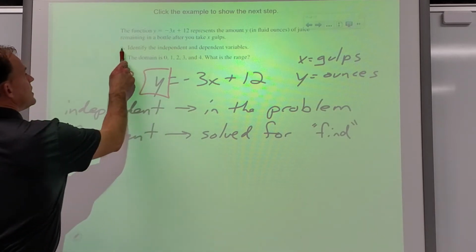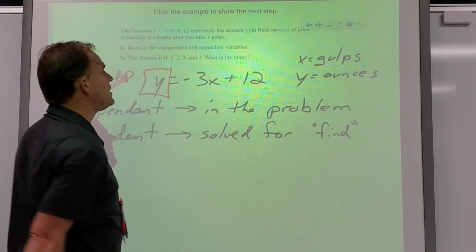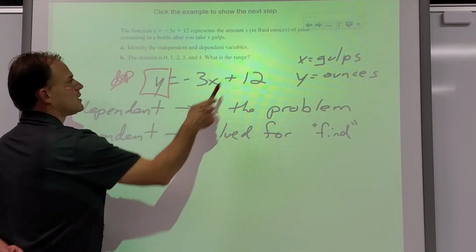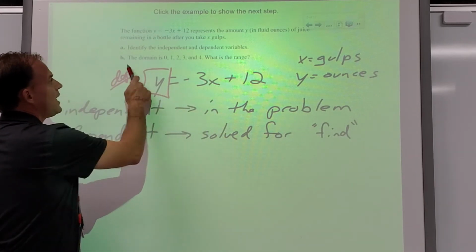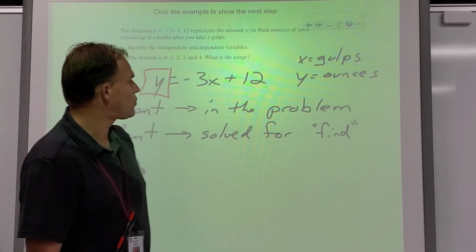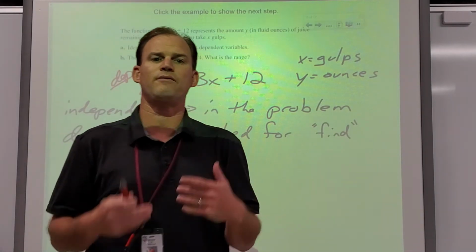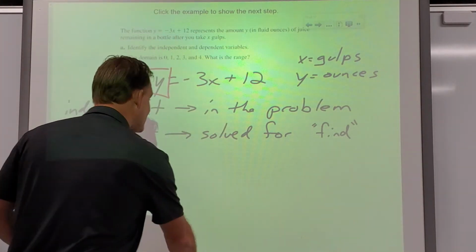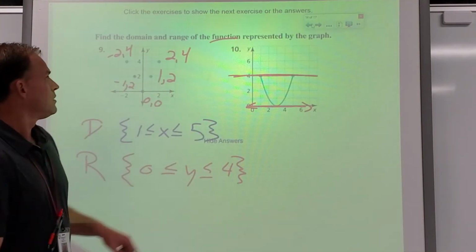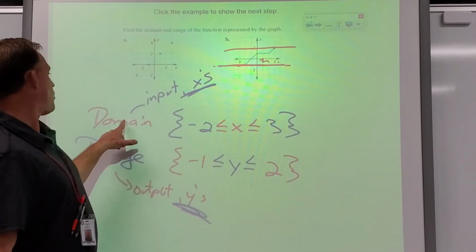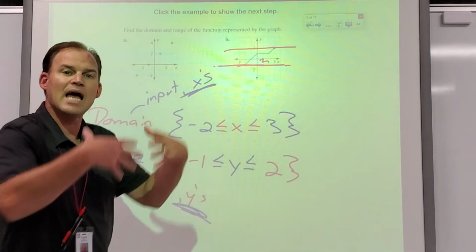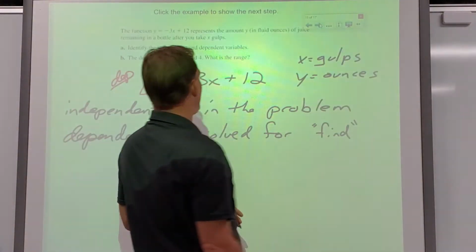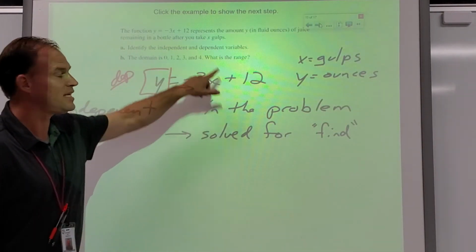So A, identify the independent and dependent variables. The independent is x, dependent is y. The domain, 0, 1, 2, 3, and 4, what is the range? So it's giving you a domain. It's giving you the input. Remember what we said here. I think I erased it. Domain is input. It's telling you what to plug in. It's telling you to plug in these values.